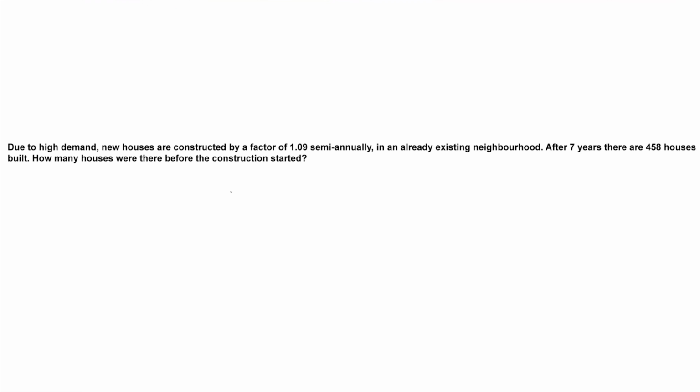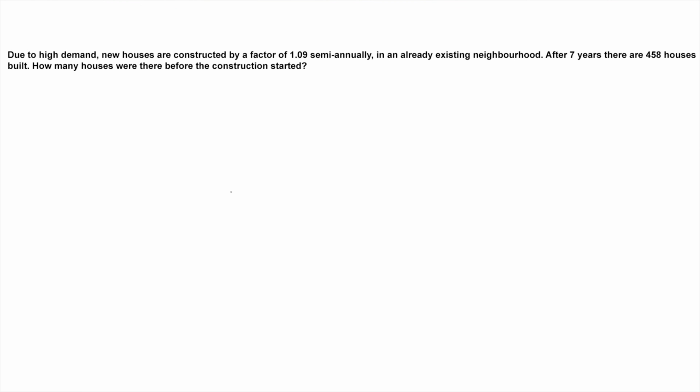Now with this last one, this one gets a little bit more difficult, but again, we'll go over everything together. So let's see what it says here. Due to high demand, new houses are constructed by a factor of 1.09 semi-annually in an already existing neighborhood. Okay, after 7 years, there are 458 houses built. How many houses were there before the construction started?